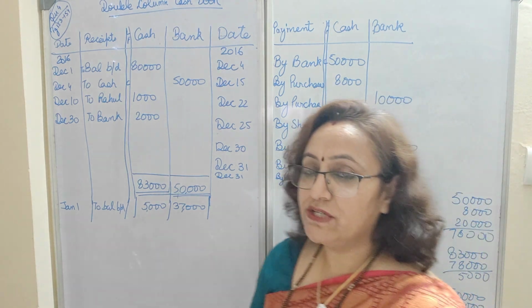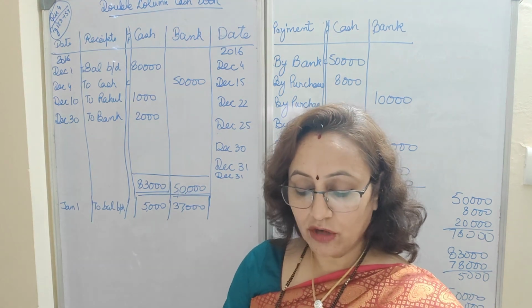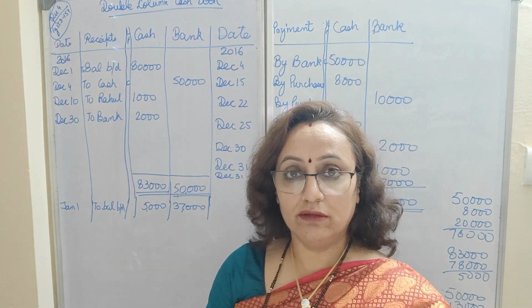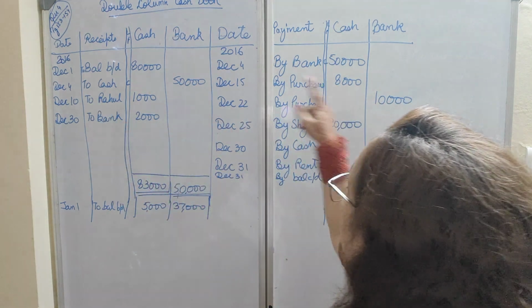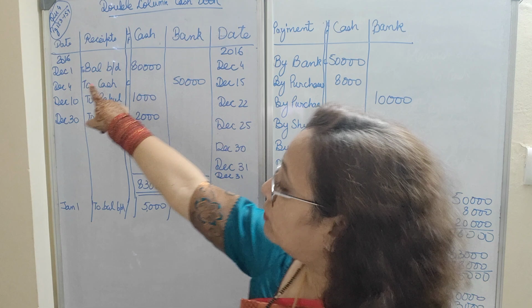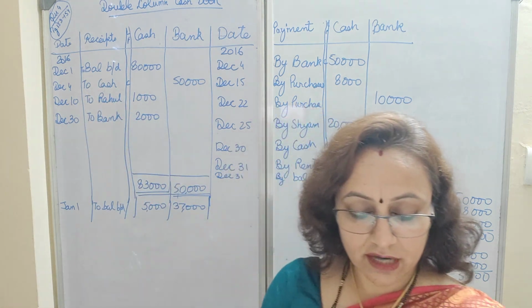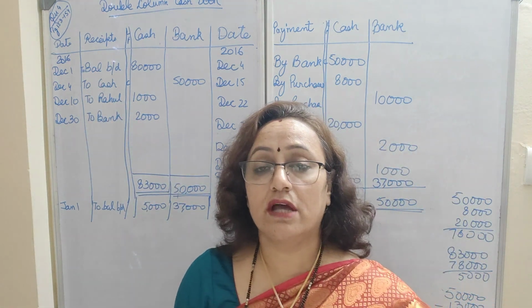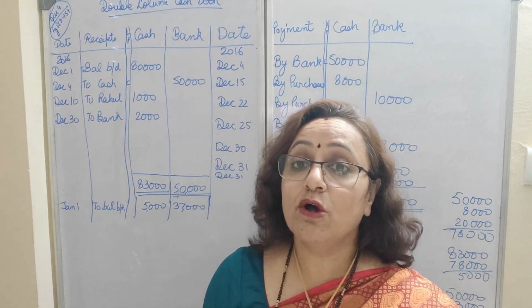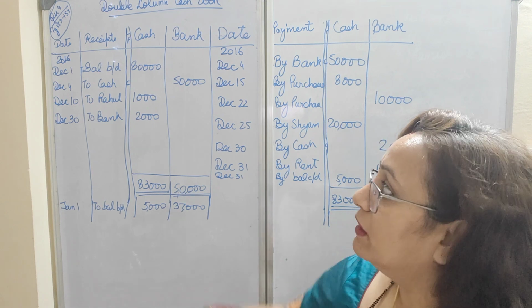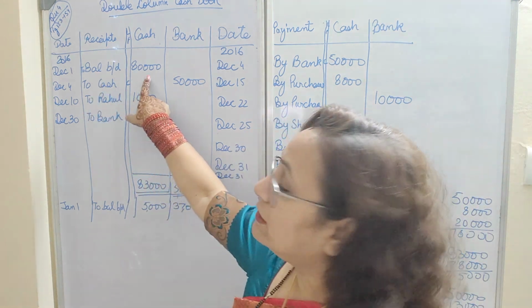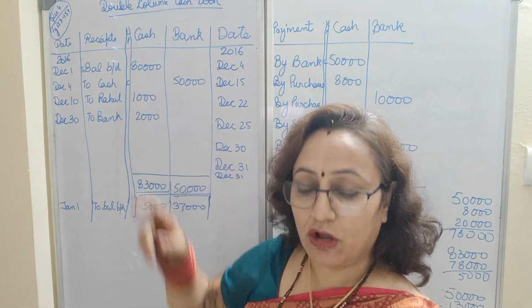Question number 4 on page number 153. Record the following transactions in a bank column cash book for December 2016. So we have written the year on both the date columns, 2016. The first is: started business with cash 80,000. Started business with cash means it is the opening balance with us, right? So how much cash I have from my previous month? I have the opening balance of 80,000, so it will be written in the cash column.